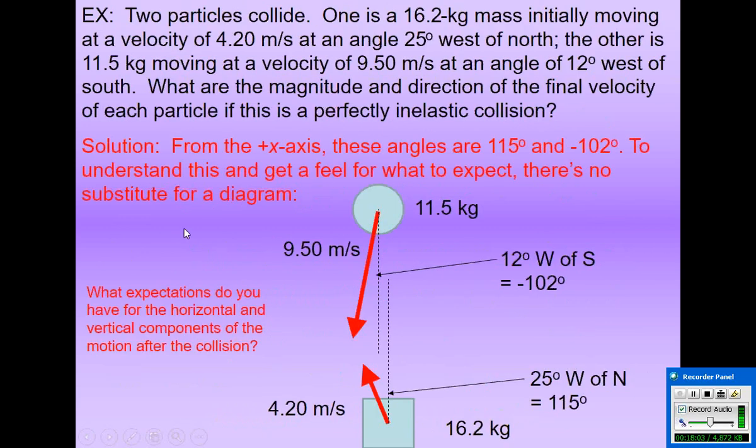Here's an example. We have a collision between two particles. One of them is a 16 kilogram mass moving at a velocity of 4.20 meters per second, 25 degrees west of north. The other one is 11.5 kilograms. It has a velocity of 9.50 meters per second in a direction that is 12 degrees west of south.